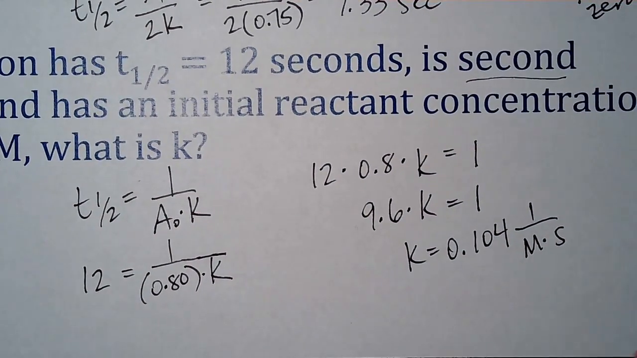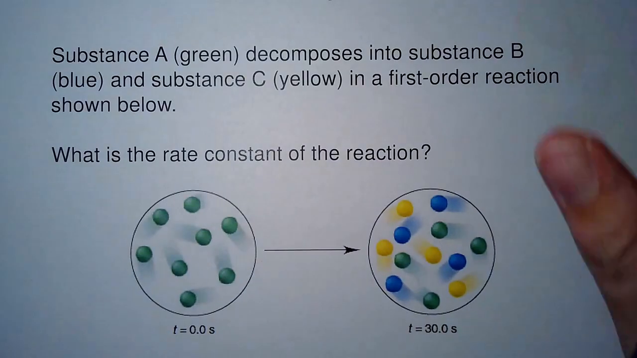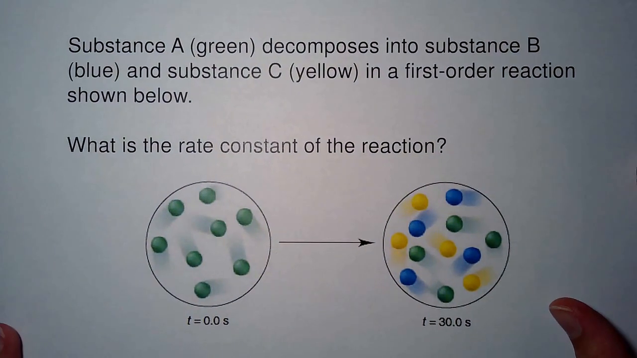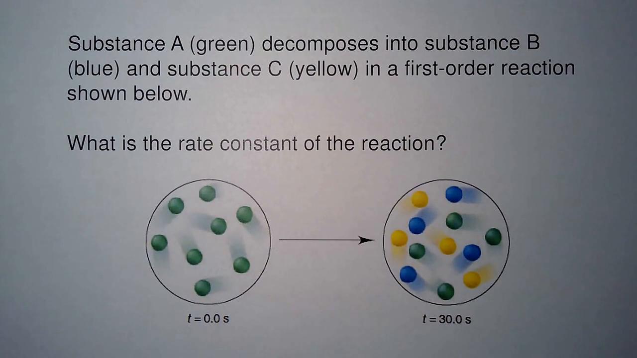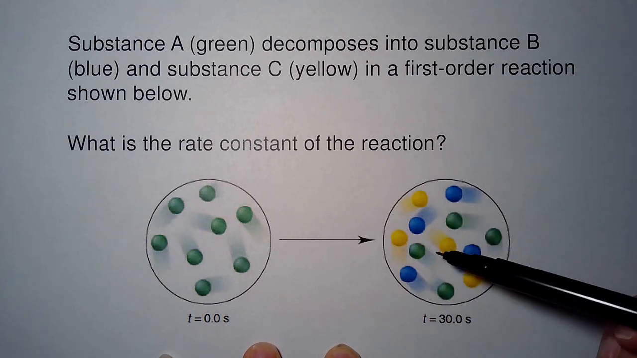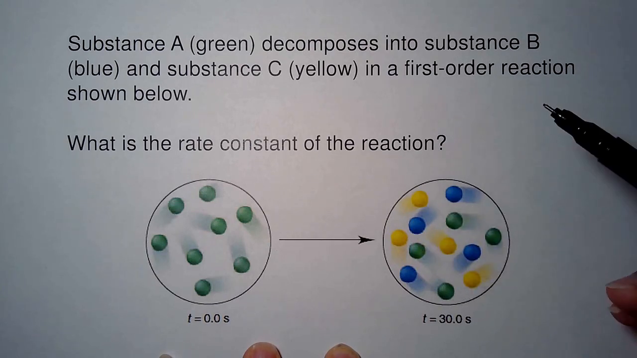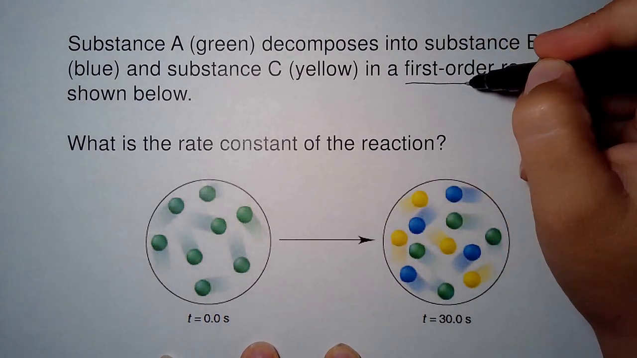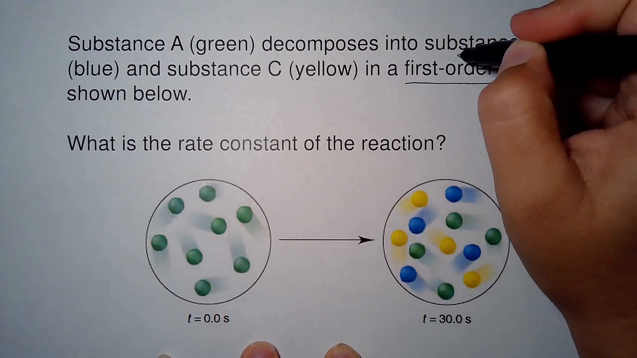Alright, the last one we want to look at is a picture example. So instead of giving us numbers, this one gives us pictures. Substance A, which is green, is our reactant, and it decomposes into substance B, which is the blue, and C, which is the yellow. And notice we still have some green left over. This is a first order reaction, so it's important to know reaction order. Okay, first order reaction. What is the rate constant?